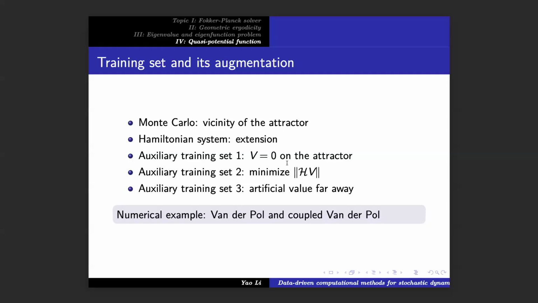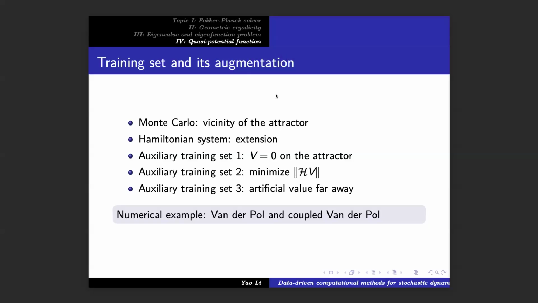So basically, you need to tell the neural network that you have 0 value on the attractor, and then you set up some artificial value when you're far away, because you only have control when you are close to the attractor. But even that's not enough. So a very important part is this data augmentation. How can you augment the data?